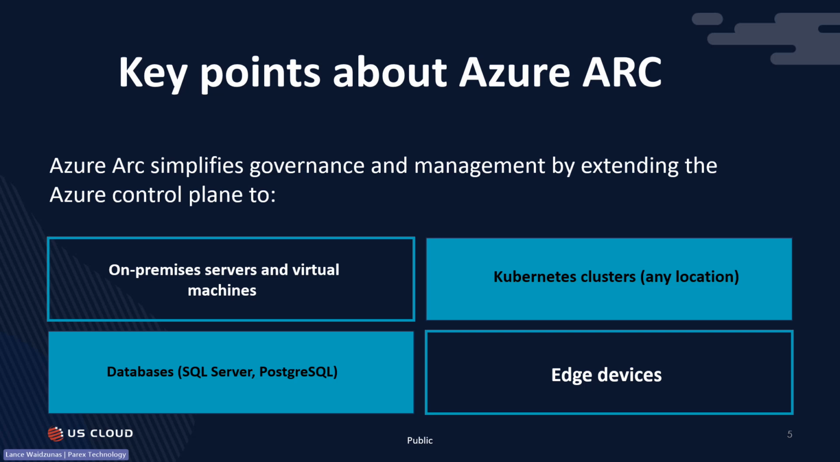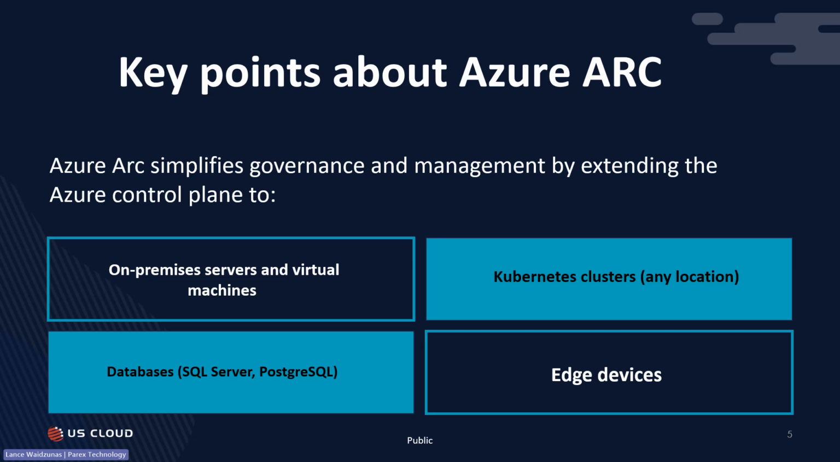When it comes to Kubernetes workloads, Azure Arc enables you to manage clusters, whether they're on-prem, in Azure, or living in other clouds. This simplifies the deployment, configuration, and monitoring of your Kubernetes workloads. When it comes to databases like SQL Server, PostgreSQL, and other relational databases, Azure Arc extends Azure's management capabilities directly to these databases, regardless of where they are. This ensures consistent security, compliance, and performance management.